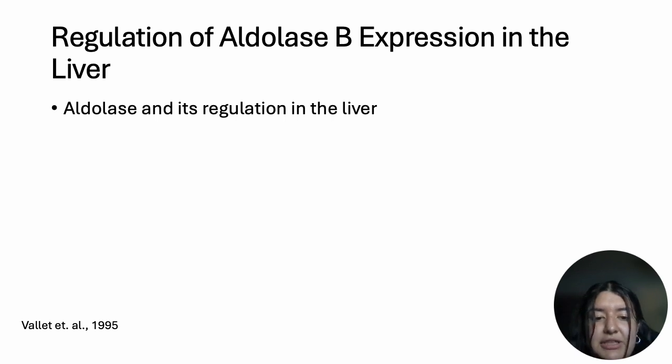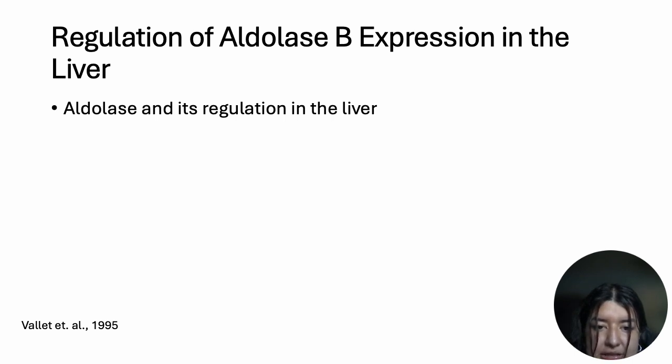At first, I didn't understand why aldolase B was so important, but let's go into the regulation of aldolase B expression in the liver. A crucial enzyme found in the liver is aldolase B. This enzyme is responsible for catalyzing the conversion of fructose 1-phosphate into dihydroxyacetone phosphate and glyceraldehyde. For fructose metabolism, this reaction allows the body to utilize fructose as an energy source efficiently.